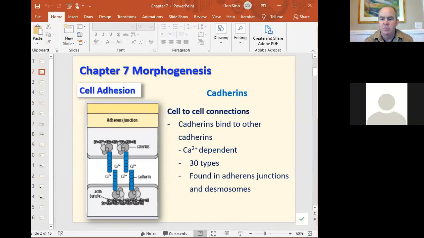Let me take a quick look and make sure I'm not forgetting something here from my notes. So attachment.